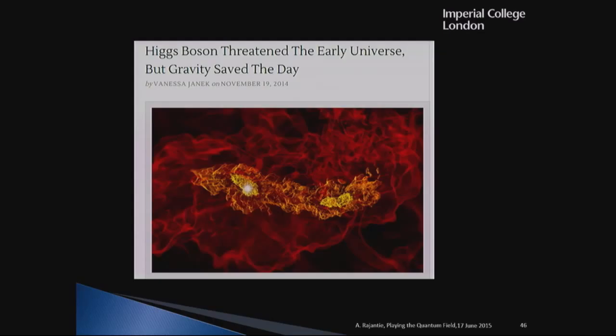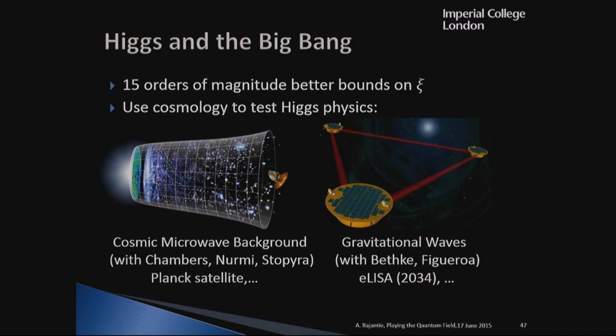The Higgs boson threatened the early universe, but gravity saved the day. This parameter basically describes how the Higgs interacts with gravity. So if this parameter has the right value, then the vacuum state is safe. And this illustrates one way in which we can use cosmological data. In this case, just the fact that the universe survived the very first moment allows us to make statements about the properties of the elementary particles. Here, we managed to get a value of this parameter that describes the interaction between the Higgs and space-time curvature.